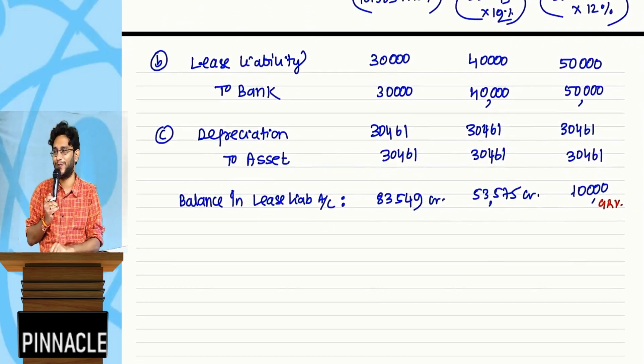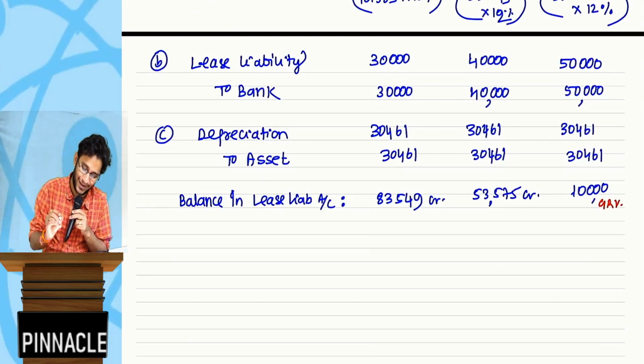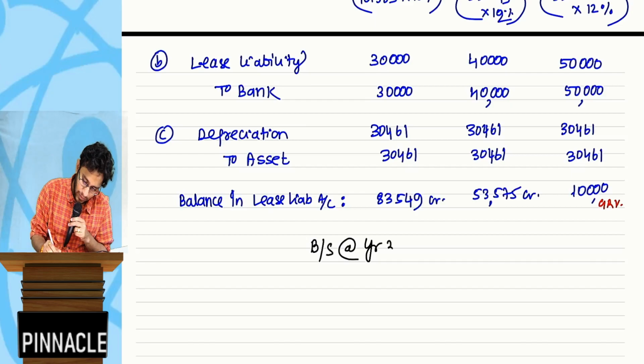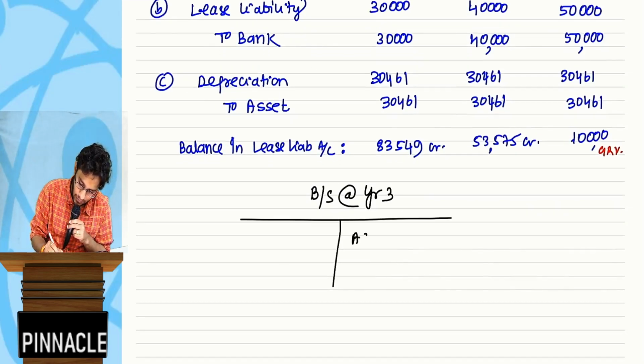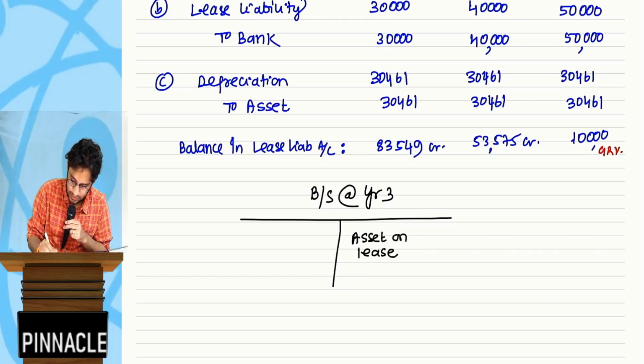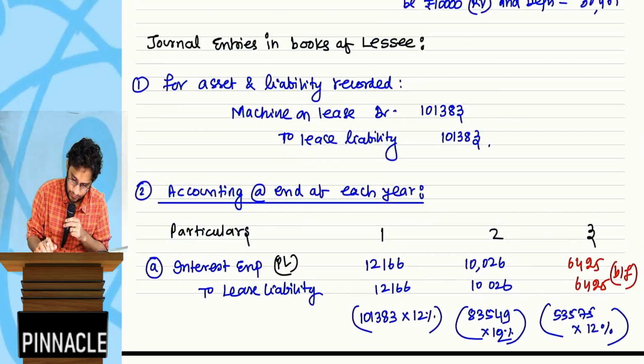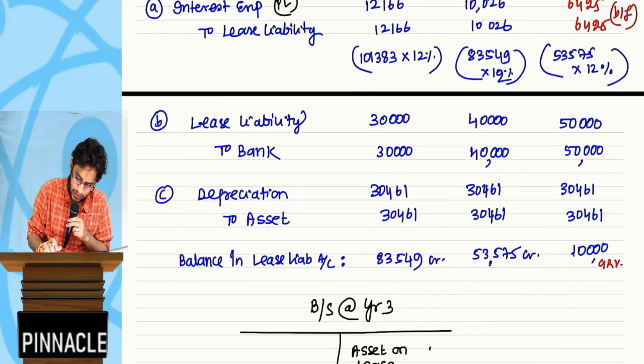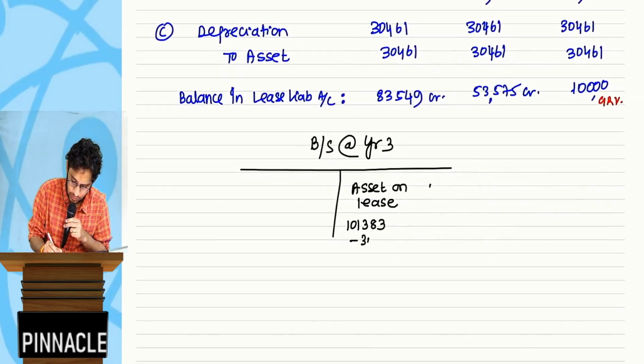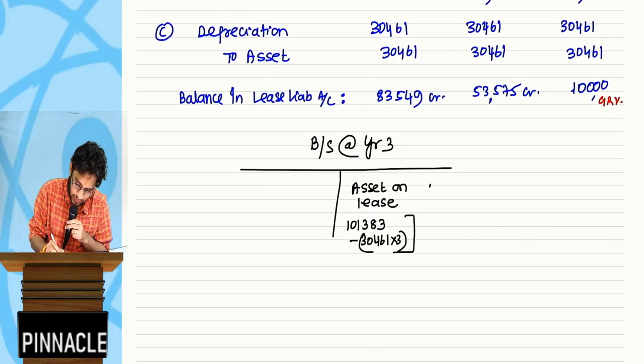It depends now. Okay. Anyway, come here. Balance sheet at the end of year 3. Asset on lease, originally recorded at 101,383. Every year I am depreciating at 30,461 for a period of 3 years.